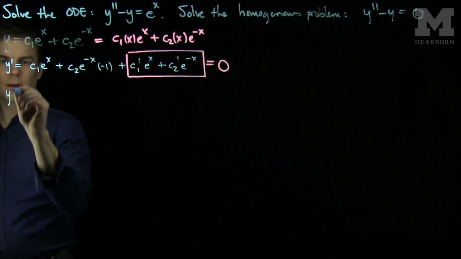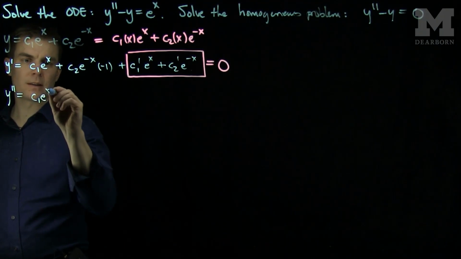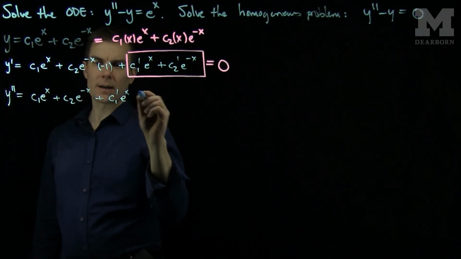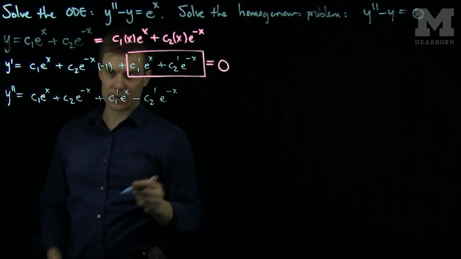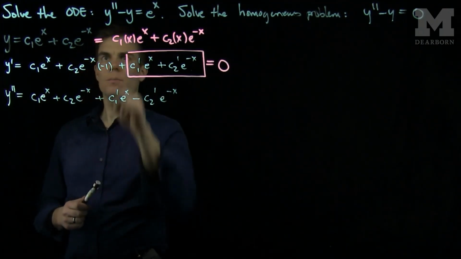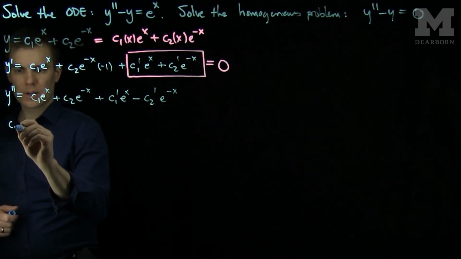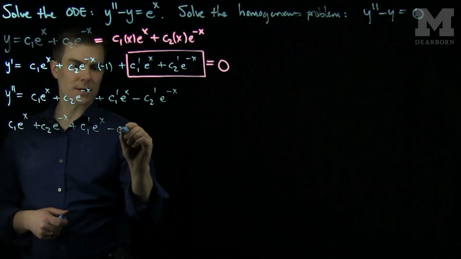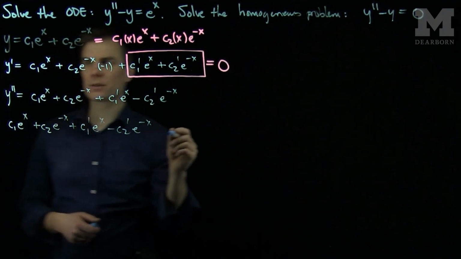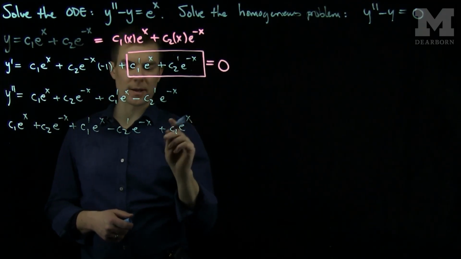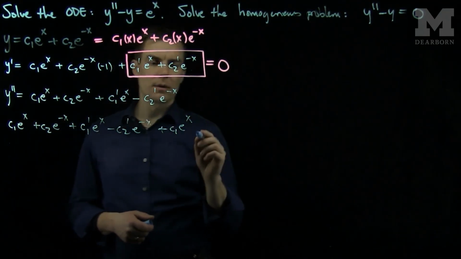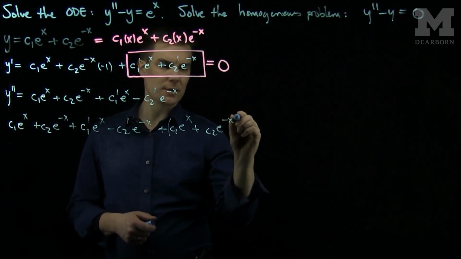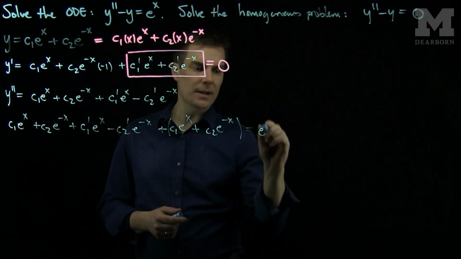Then we simplify. Y double prime will be c1 e to the x plus c2 e to the negative x plus c1 prime e to the x minus c2 prime e to the negative x. And plugging it into the original equation, we see that y double prime, so c1 e to the x plus c2 e to the negative x plus c1 prime e to the x minus c2 prime e to the negative x, plus y, which is c1 e to the x, with a minus, so it'll be minus c1 e to the x plus c2 e to the negative x, has to be equal to e to the x.